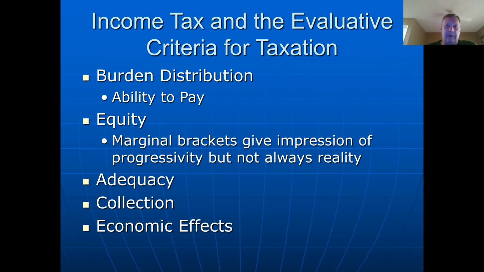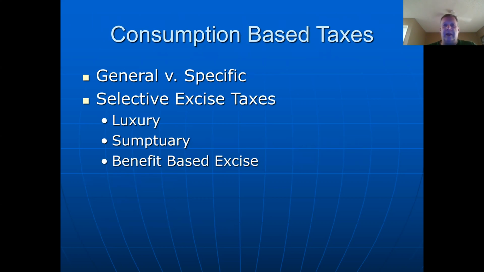Economic effects. As we have seen through the coronavirus pandemic, oftentimes you have more people out of work. More people out of work means that they are not generating income. You have nothing to tax, and so there's less income tax revenue going into government coffers. So that's our second form of taxation, the income tax.